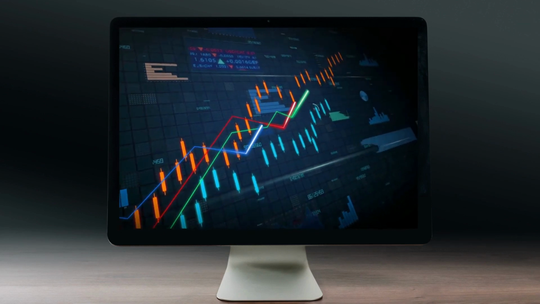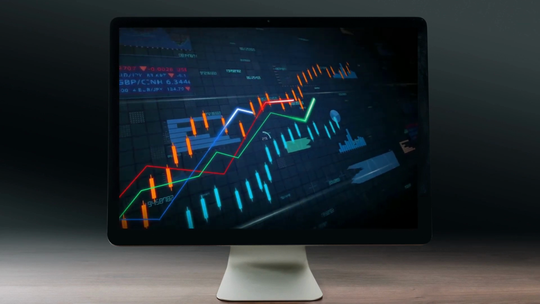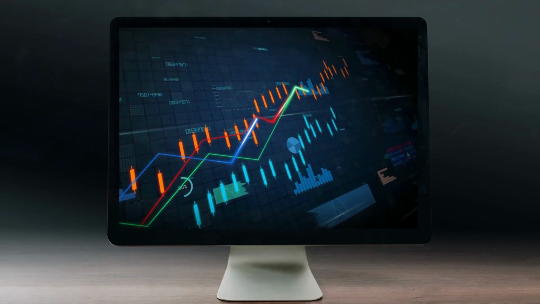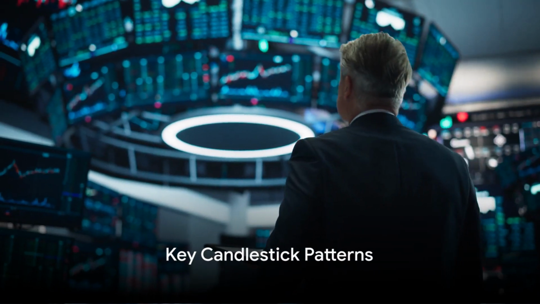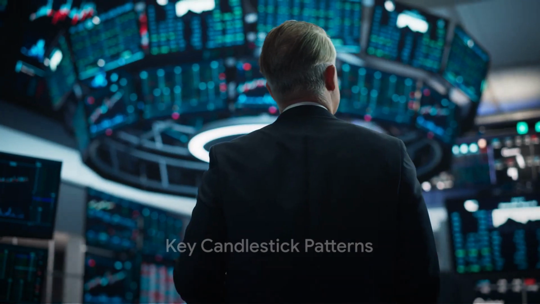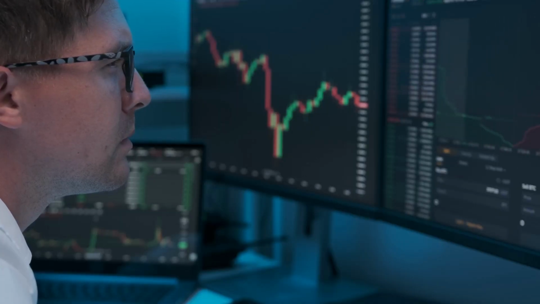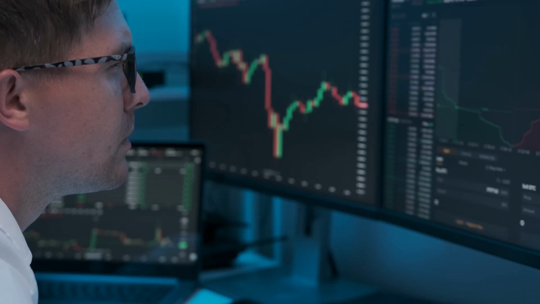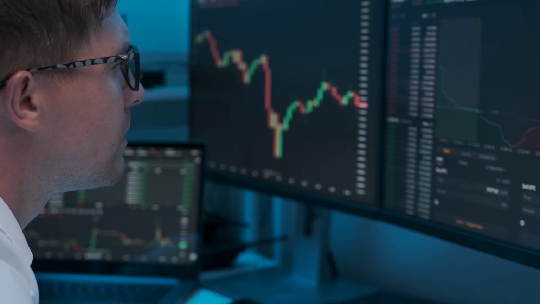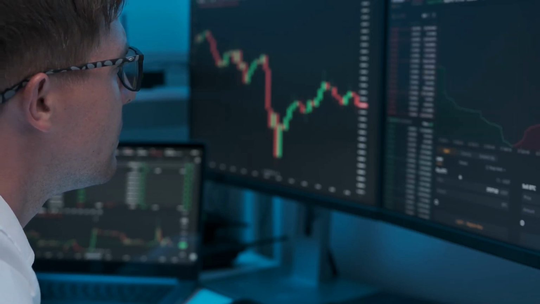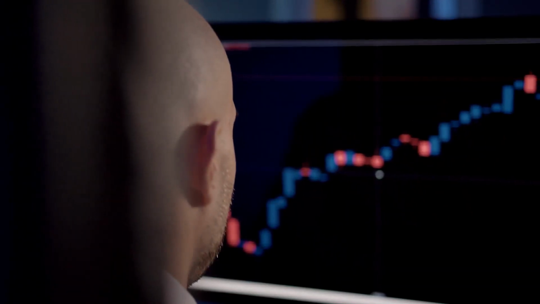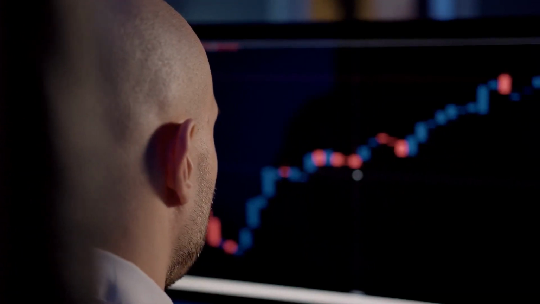Now that you understand the basics, let's move on to recognizing key candlestick patterns. Recognizing patterns in candlesticks can give you a competitive edge in the market. Each pattern tells a unique story of market sentiment, and understanding these patterns can provide valuable insights into potential market movements. Let's dive into some key candlestick patterns that every trader should know.